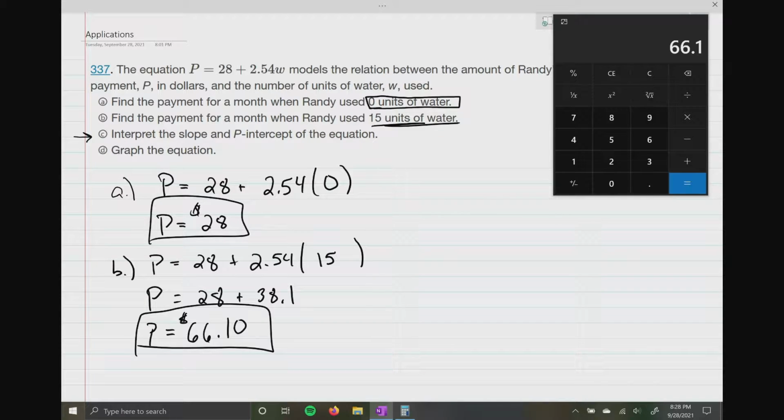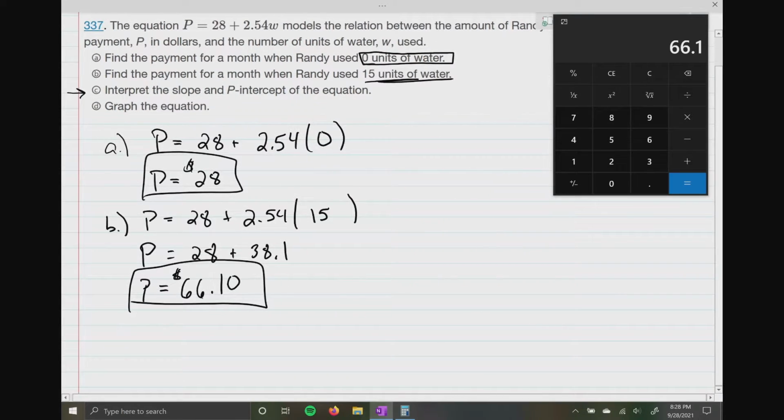Okay, now, part C, this is like everything that we're really building up to here. So part C wants us to interpret the slope and the P-intercept of the equation. And the P-intercept we can think of as just the Y-intercept, okay? So let me interpret the slope here for us first. So the slope is going to equal 2.54 over 1.